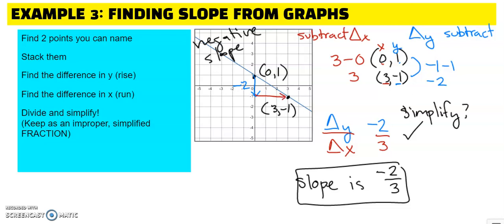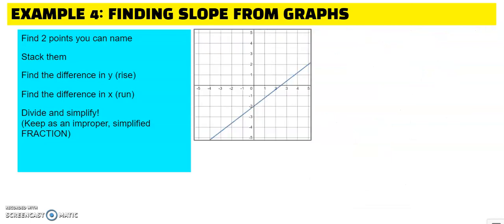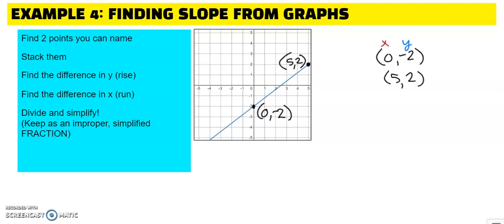Let's do one more. I think you're getting it. Here we go. First, I need 2 points that I can name. So I have 0, -2. Then I'm scanning my graph and sneaking in right in this corner. There's 5, 2. Stack them. Label them. Tell myself I'm looking for a change in y divided by change in x. And now I go find my numbers.